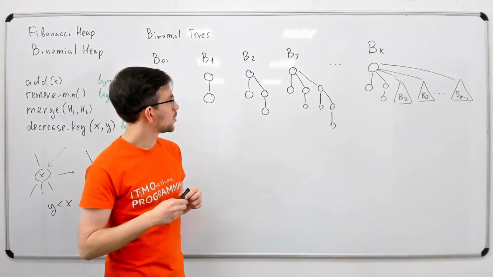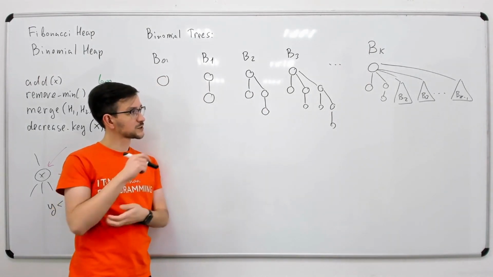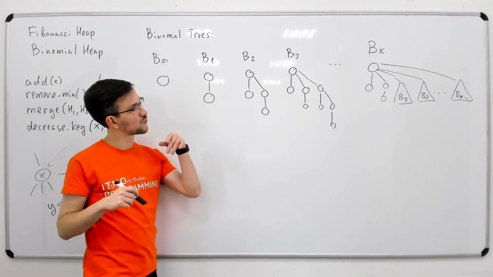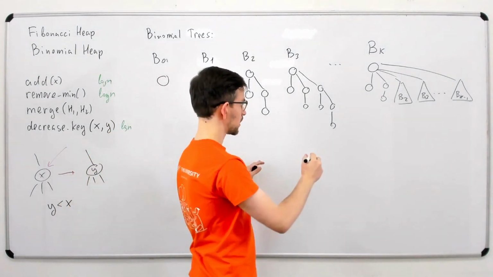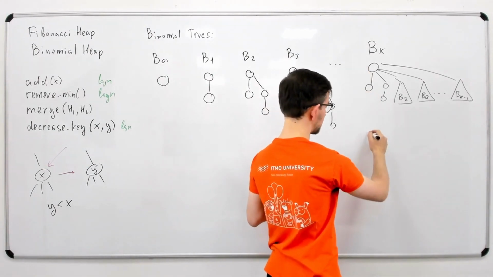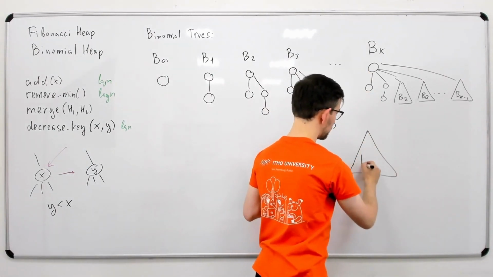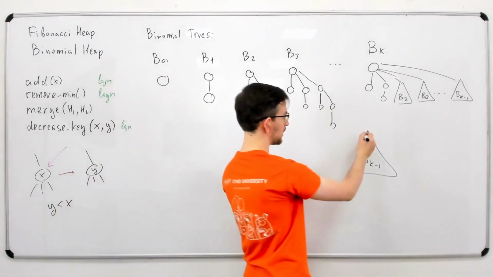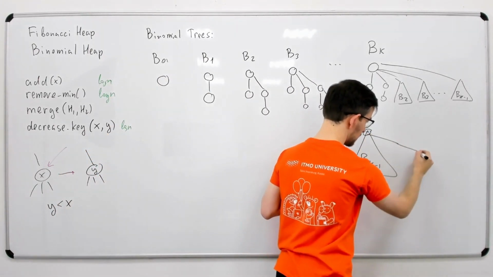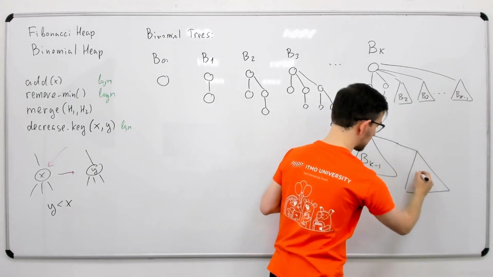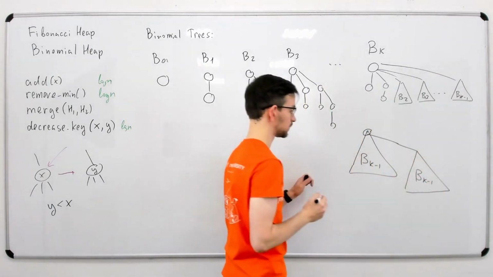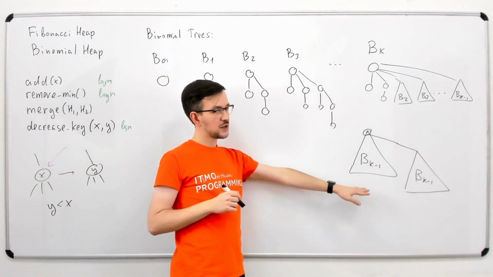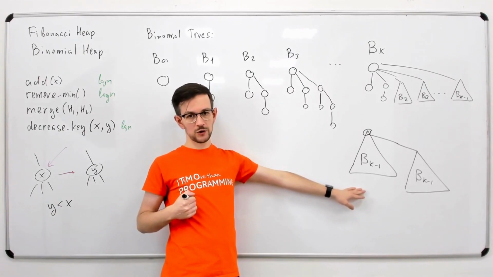There is another way of thinking about binomial trees. You can think of a binomial tree of rank k like this. A binomial tree of rank k is constructed by taking a binomial tree of rank k minus 1 and adding another child here, which is also a binomial tree of rank k minus 1. So that's another way of thinking about a binomial tree of rank k.